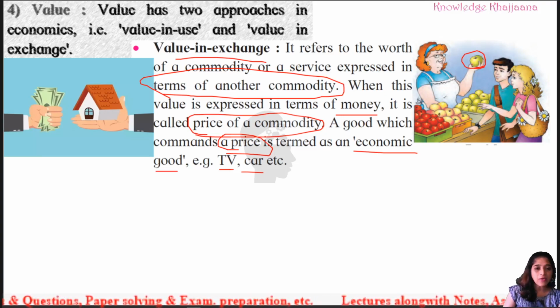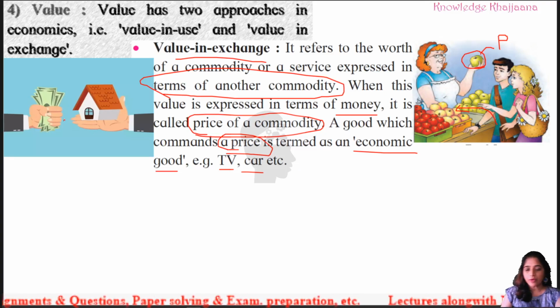Understand the concept. What is the value of the apple? It is the worth of that apple. And what is the worth of that apple? Whatever money you pay for getting that apple, that is called the value of that apple. That can be expressed in terms of the price of that apple. Because we pay money, the things we pay a price for are called economic goods.